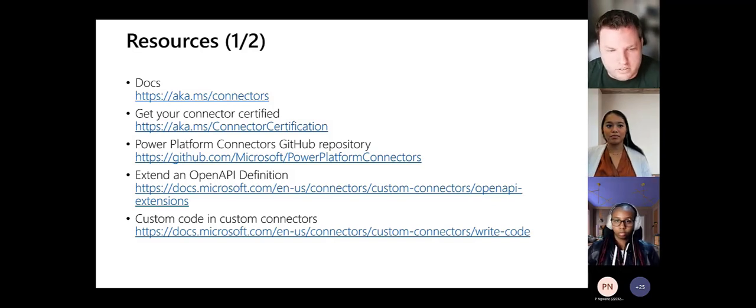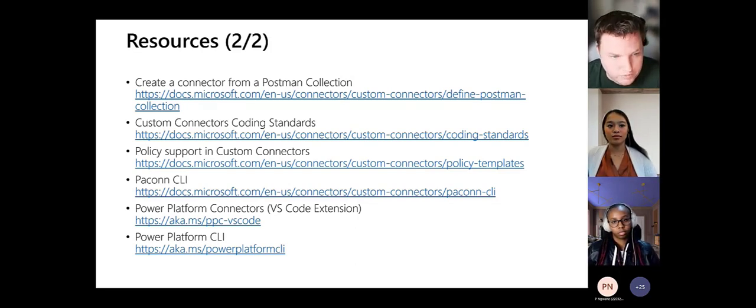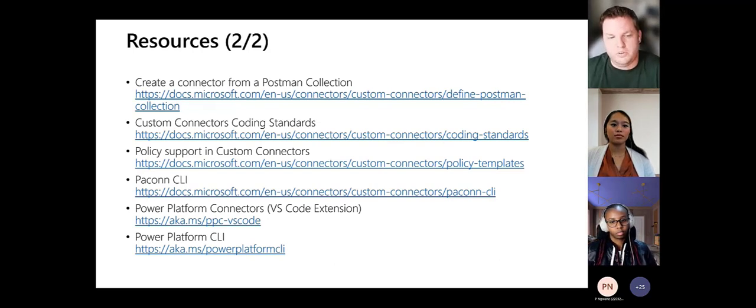There's also a link to the custom code part for the custom connectors. There's some guidance on how to create a connector from a Postman collection. There are some coding standards as well, and policy support. I didn't touch upon that, but that can be really useful as well. And of course, the tools that I talked about are also available here: the PACONN CLI, the Power Platform Connectors VS Code extension, and the Power Platform CLI.